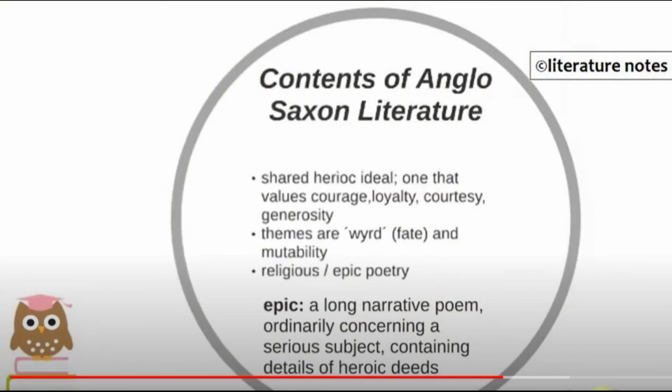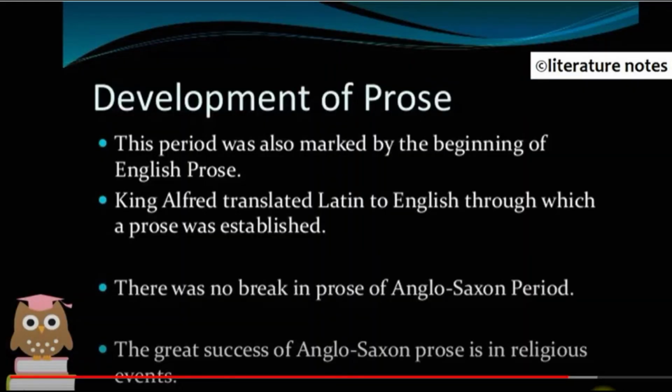The genre of the literature of that period is epic. Epic is a long narrative poem ordinarily concerning a serious subject containing details of heroic deeds. The Old English period was also marked by the beginning of English prose.